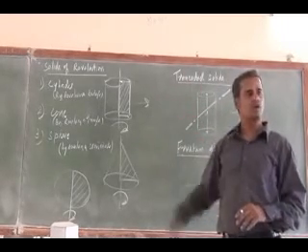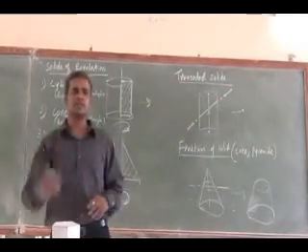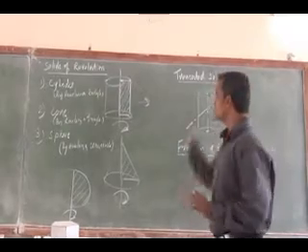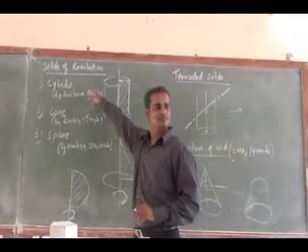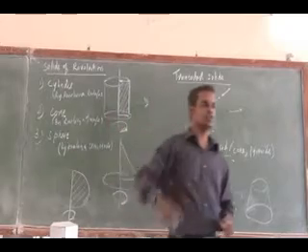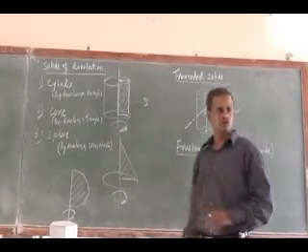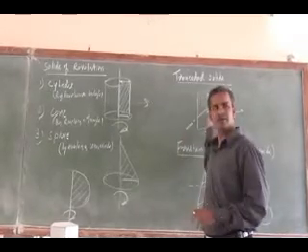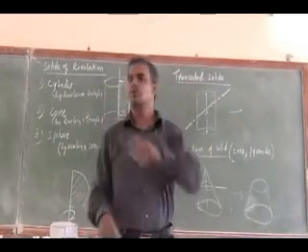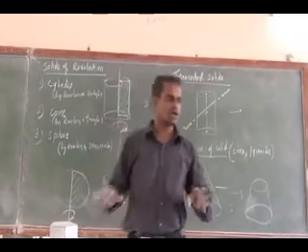So all prisms: square prism, pentagonal, hexagonal prism, and all pyramids, hexagonal, pentagonal, square pyramids, we will be using in your problems. Apart from that, we will be using the cylinder and cone. Then we will be using some truncated solids and frustum of solids, frustum of a cone or pyramid. Is it clear? Do you have any clarification as far as solids are concerned?